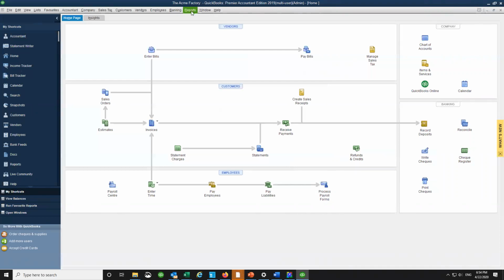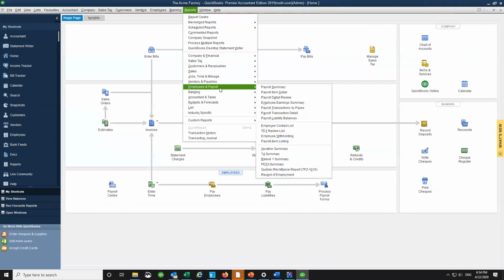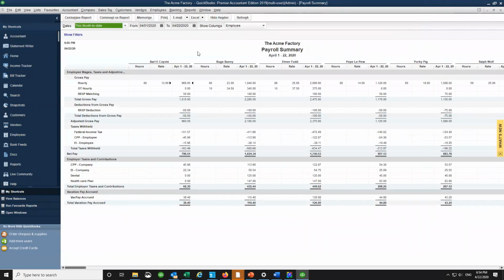So any software, you can go into your report function and you want to find the reports to deal with employees and payroll. Now, we want to find the right report that's going to give us all the information that we need. So we can take a look. In here, I'm going to take a look at the payroll summary, and okay, I see all the employees here, but this is a pretty long list.